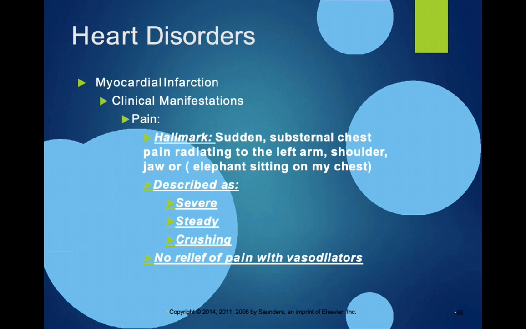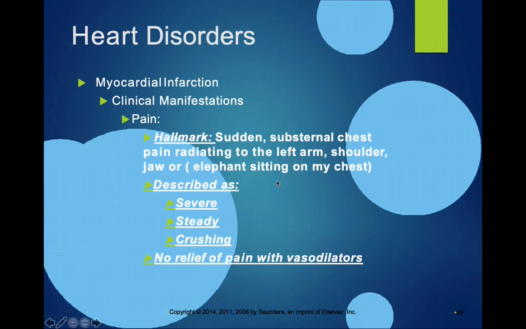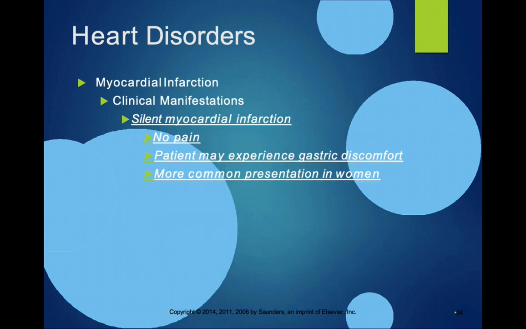It's severe, it's steady, it's crushing pain, and there's just no relief. There's no relief of pain even with vasodilators. So again, sudden substernal chest pain, it radiates to the left arm, shoulder, or jaw, and they feel like it's an elephant that's sitting on their chest. Severe, steady, and crushing, and even the vasodilators don't help.